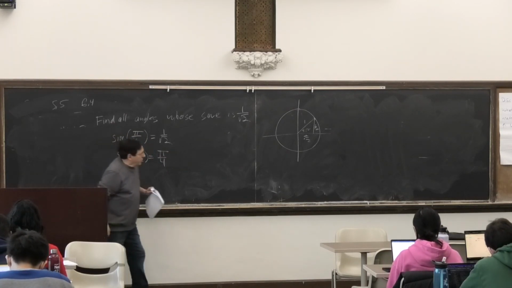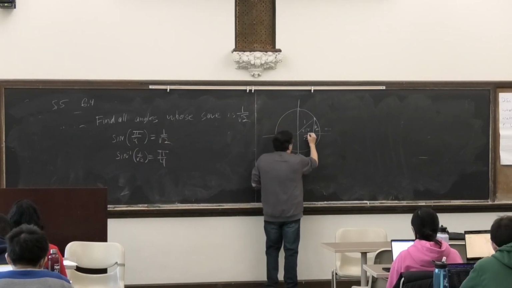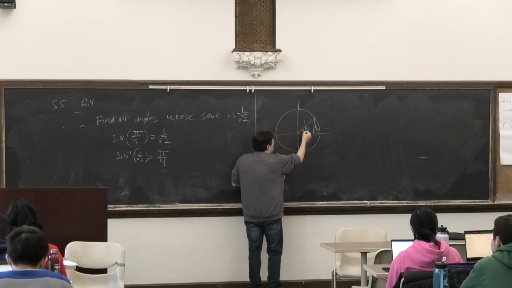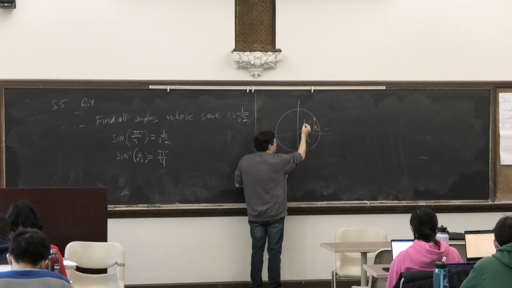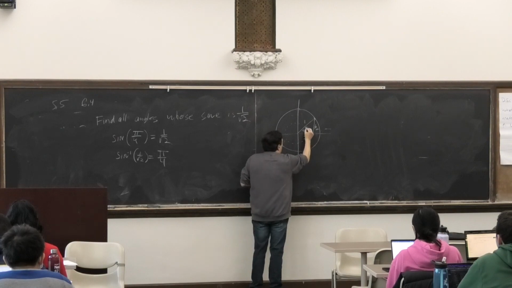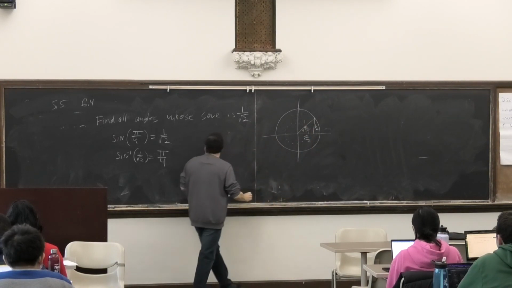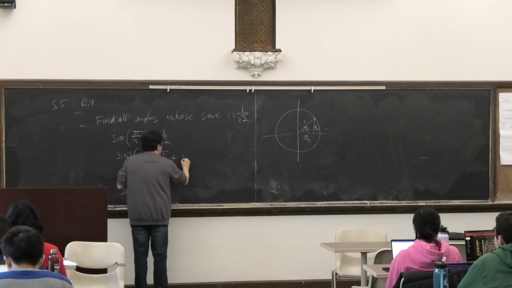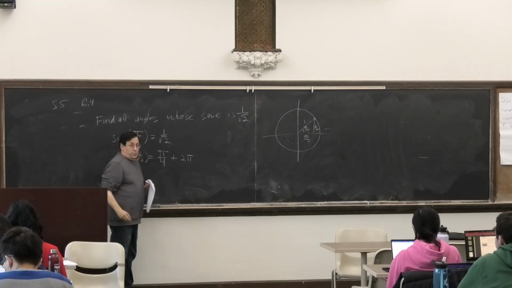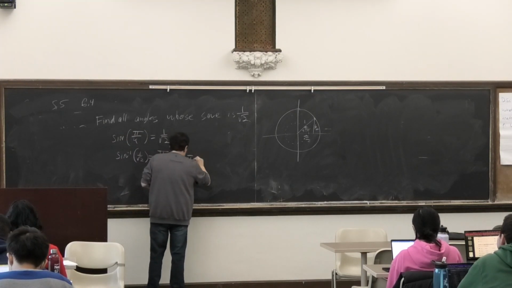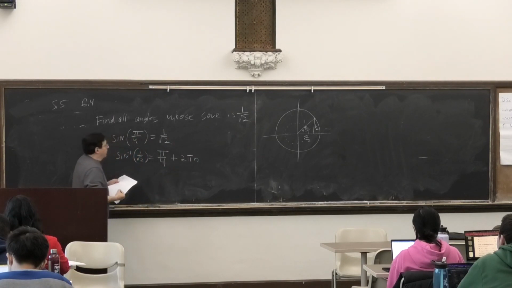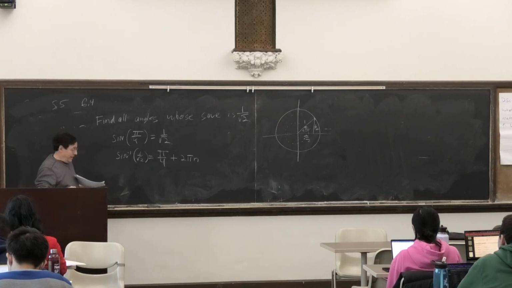But being periodic, if pi over 4 has this sine, you go all the way around, add another 2 pi, or subtract it, and we can do that as many times as we want. So that turns out to be half the answer.